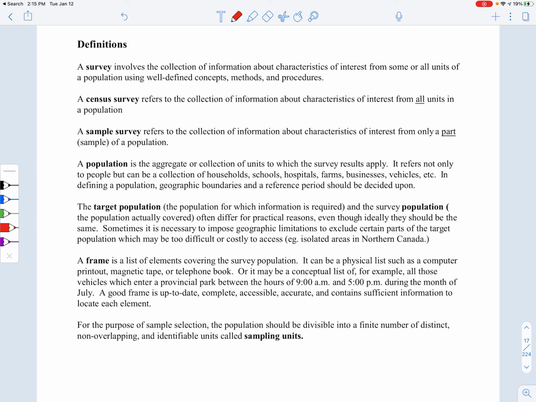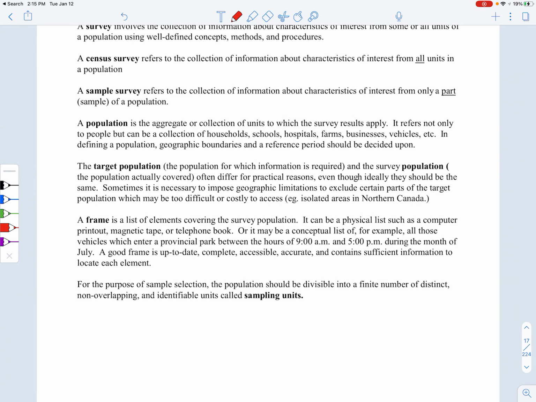Population is the aggregate or collection of units to which the survey applies here. So when I talk about a population, you might think of all the people in Canada or perhaps all the people in Alberta, but it really depends on what the study is about here. So for instance, when I'm looking at Business 307 marks, you're my population. It's just a population of a little over 50 people here. And so that is much easier in that case than to get a census of people rather than a sample of people.